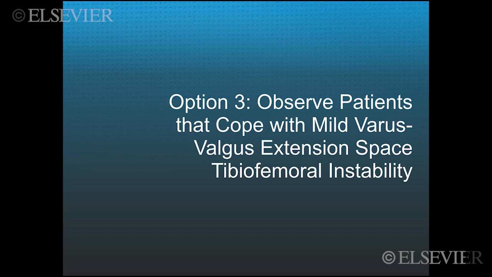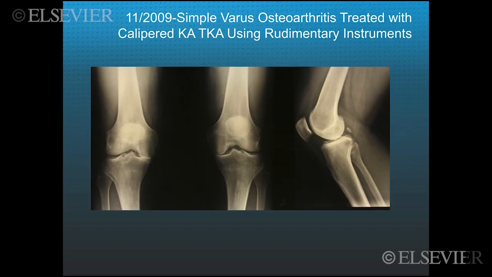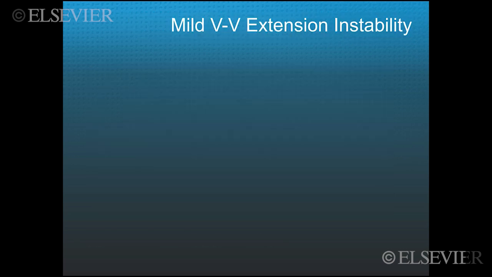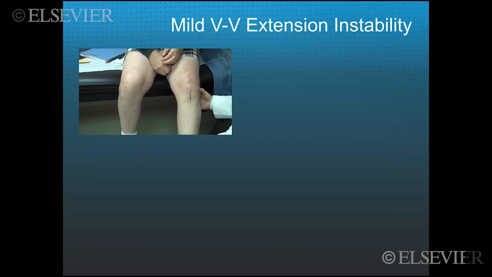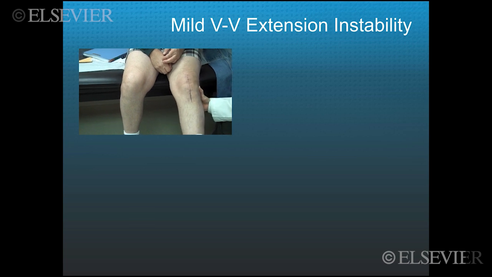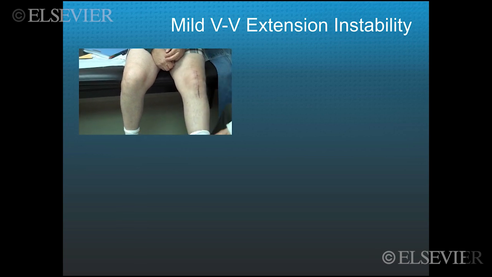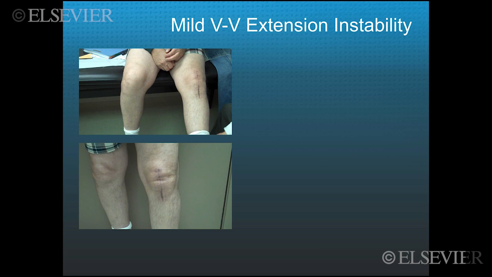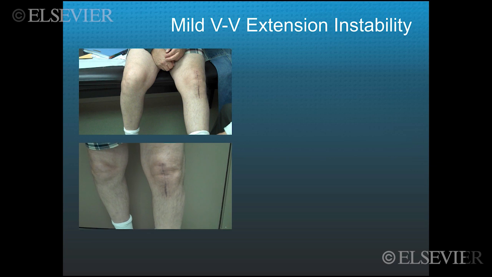So we're going to move into the extension space now. And here's a patient who had just simple bilateral varus knees. He was a work comp patient, and he complained of this mild varus valgus extension instability. And you can see it here. When he stands, you can see that when he puts his weight in medial and shifts the knee lateral, it opens and closes medially.